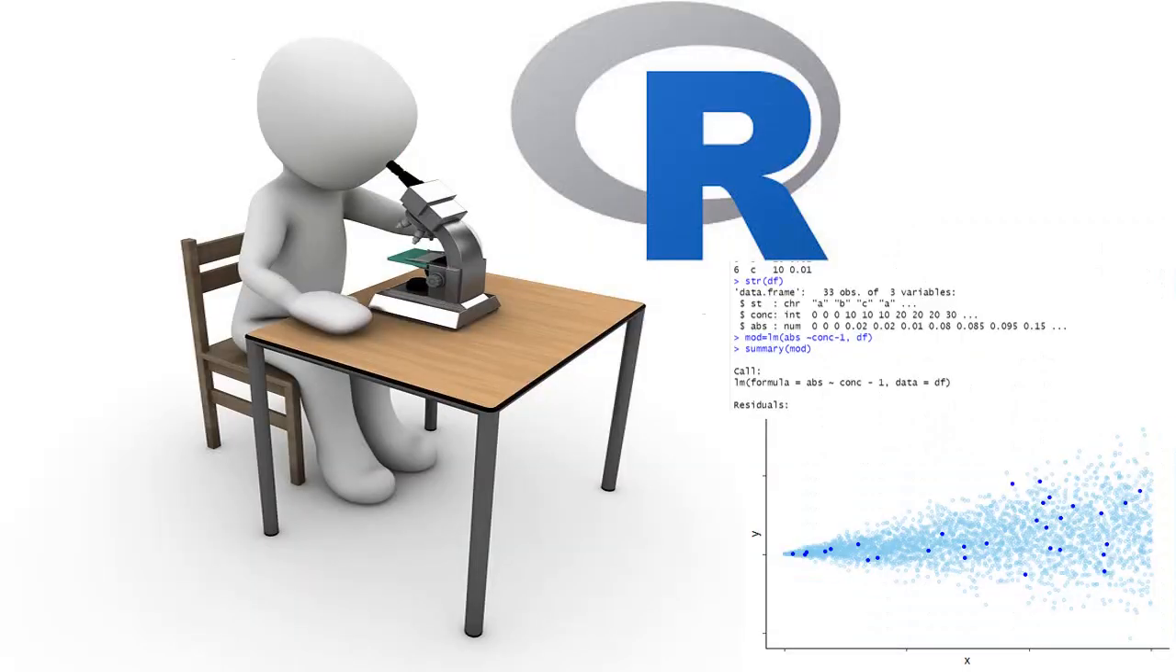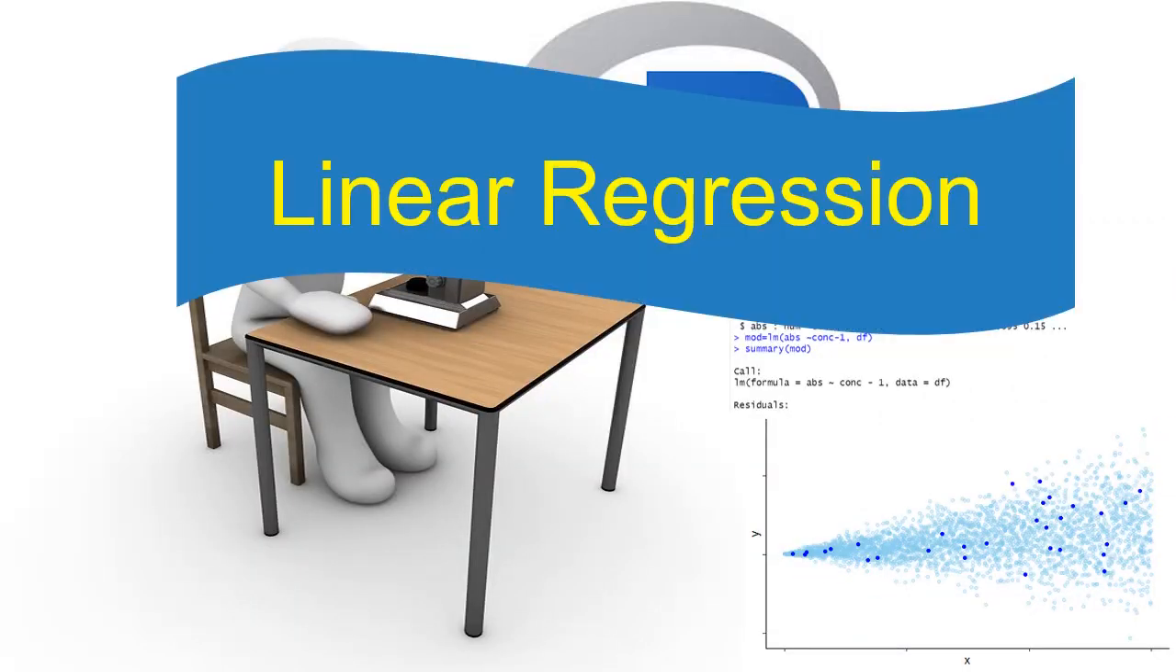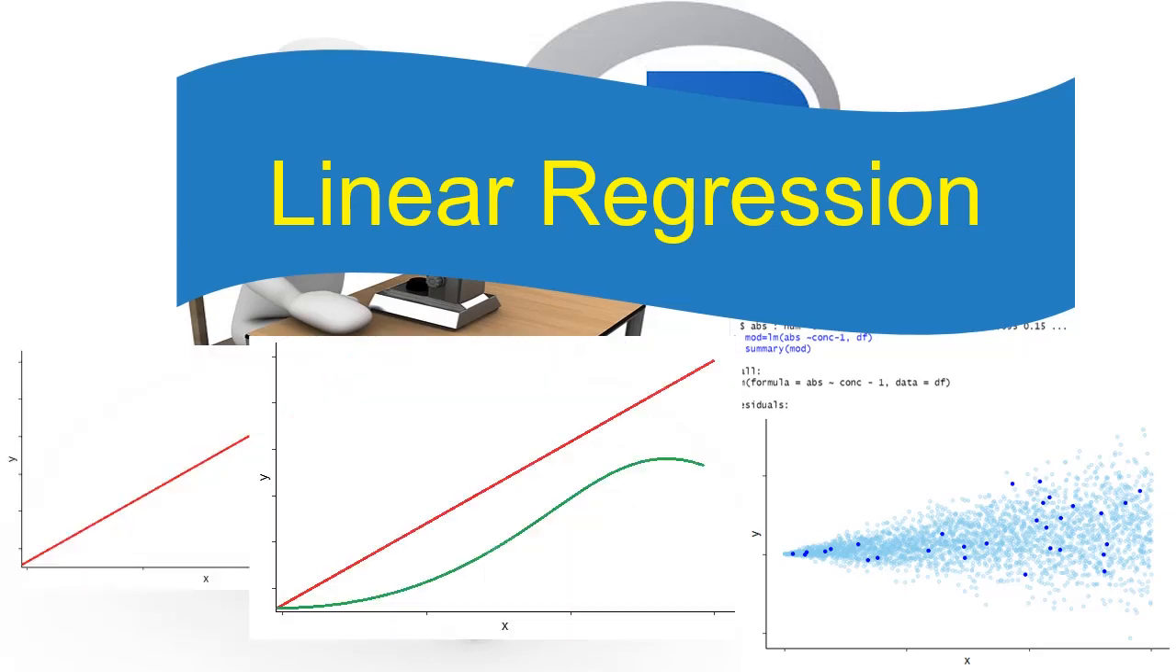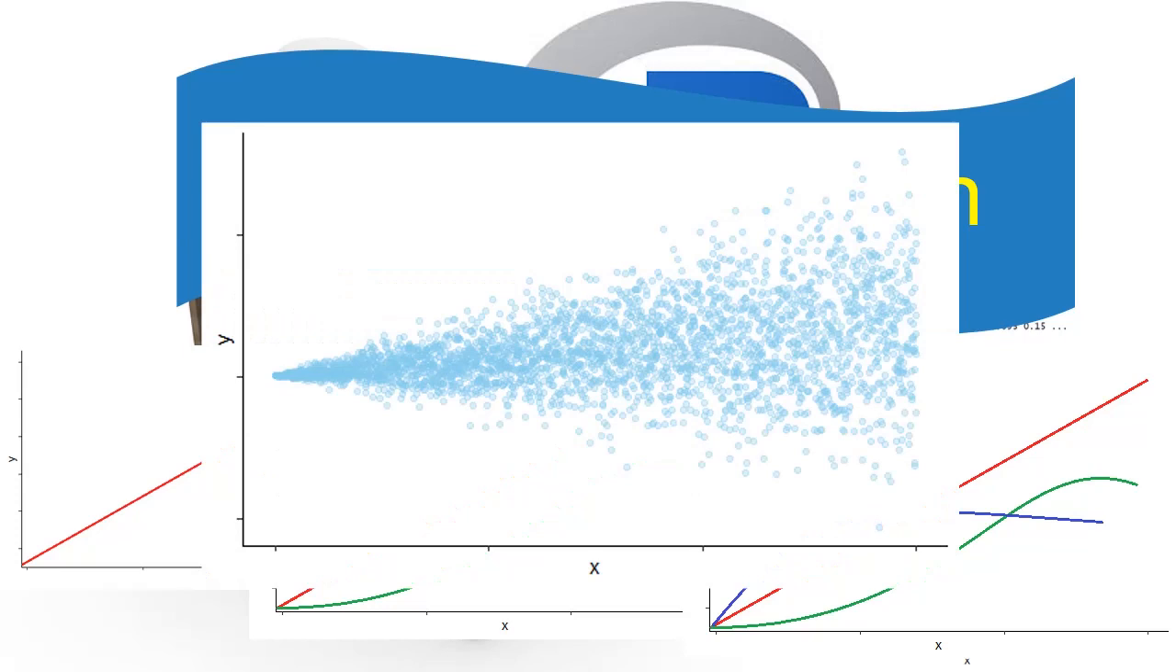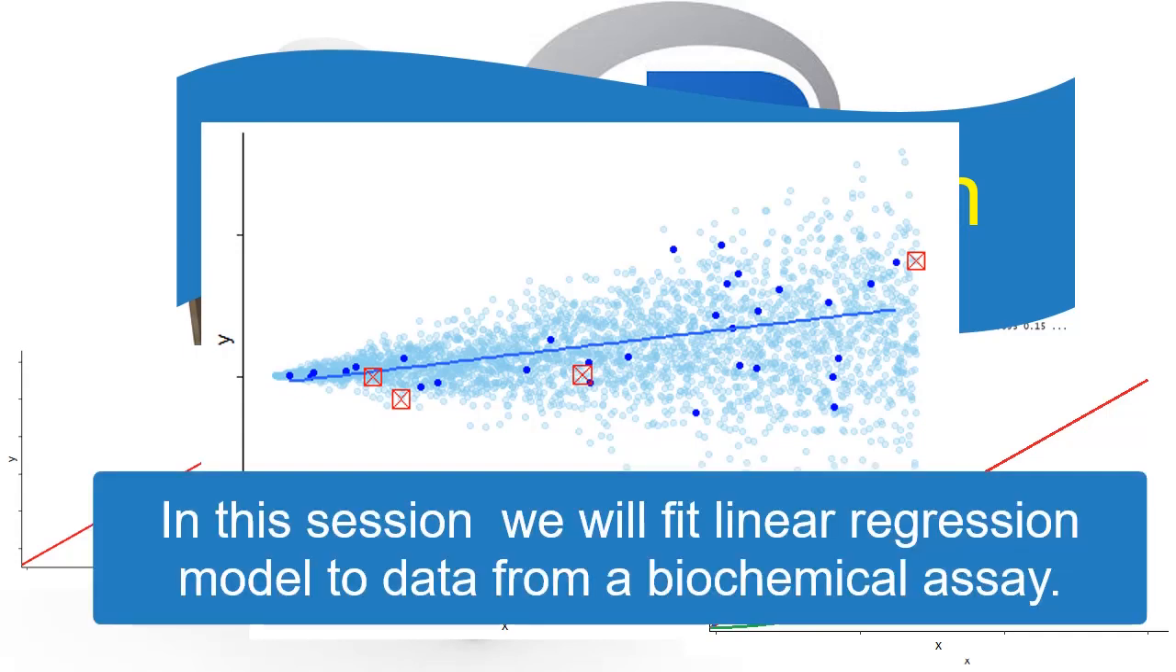We will today learn linear regression. When we collect data, we want to find the relationships between different variables. The relationship can be linear, curvilinear or of other types. This relationship can be used to fit a model, and using the model we can predict the values which we have not explored. In today's session, we will fit the linear regression model to data collected from a biochemical assay experiment.